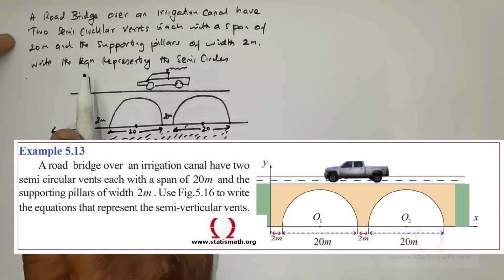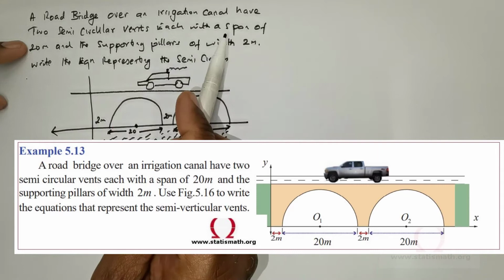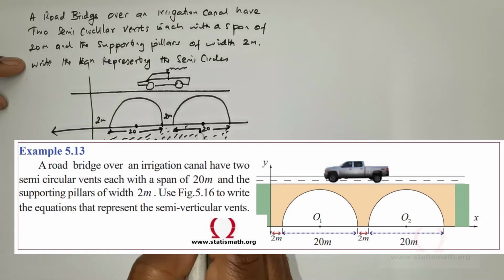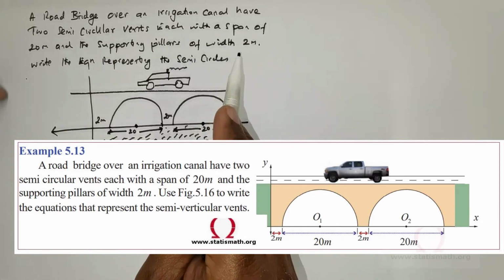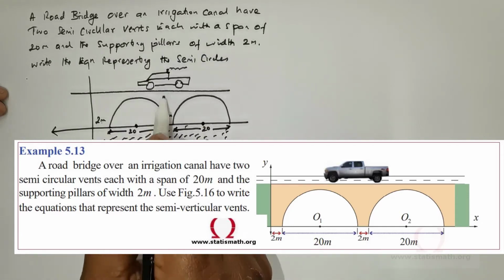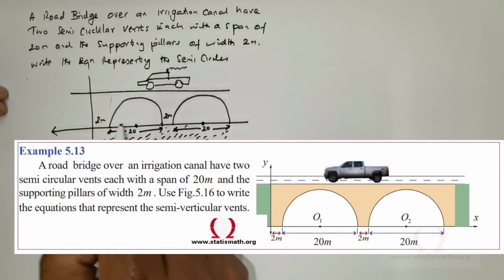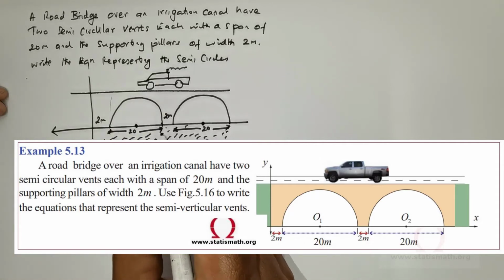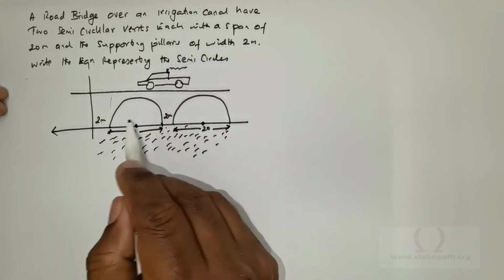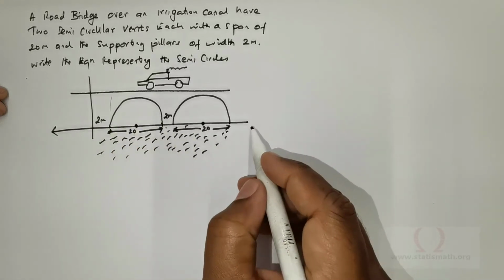Now each with a span of 20 meters. So the distance that they span is given to be 20 meters. And the supporting pillars are given to be of width 2 meters. Okay, so there is a pillar there. You have to use your imagination. You're expected to find the equation of these two vents. They are all semicircle in nature.